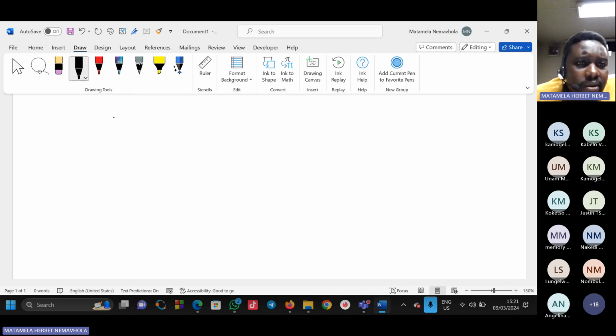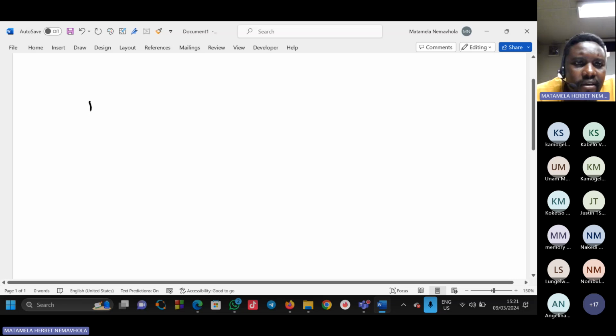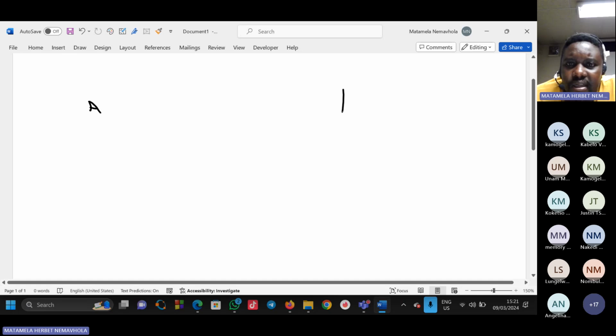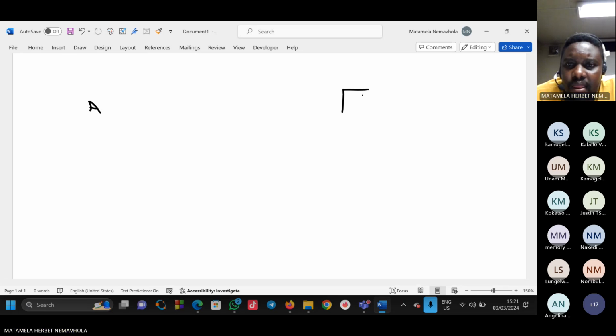So we have spoken about the perimeter. Now we're going to go to area. As I've said, for area we have many types. We're going to start with a square. Let's assume this is a square. Yeah, I've managed to draw something. I told you that for a square, both sides are the same.